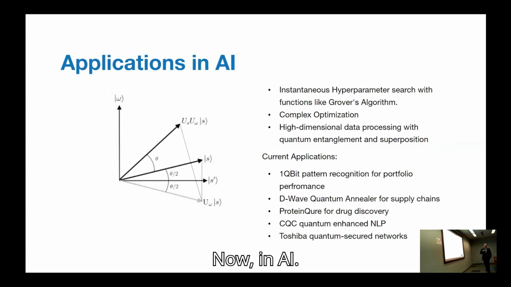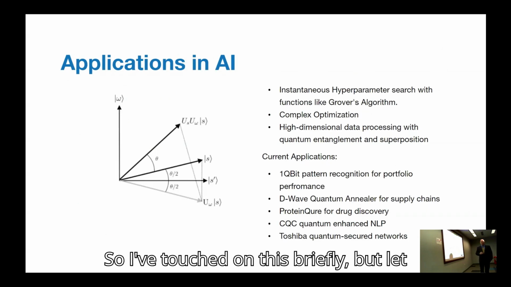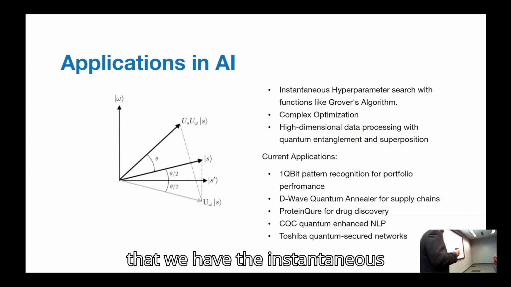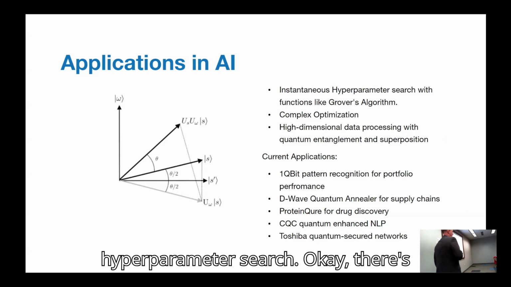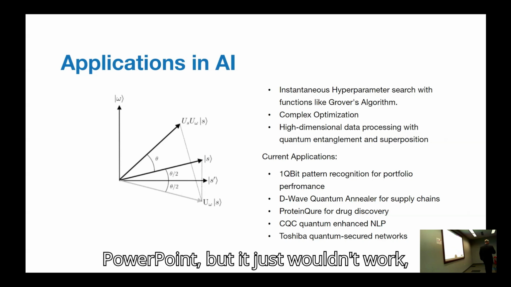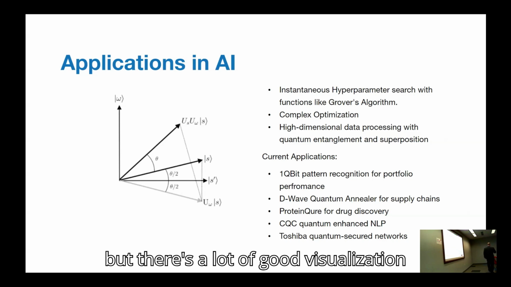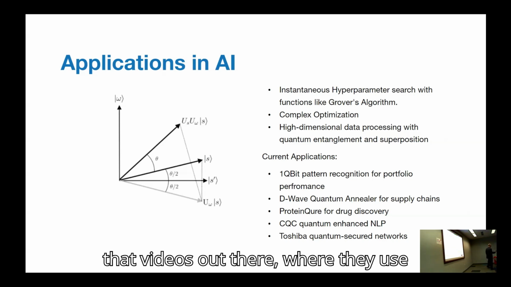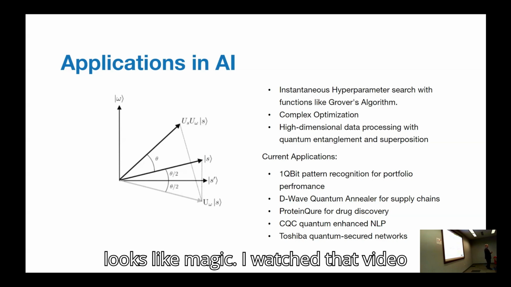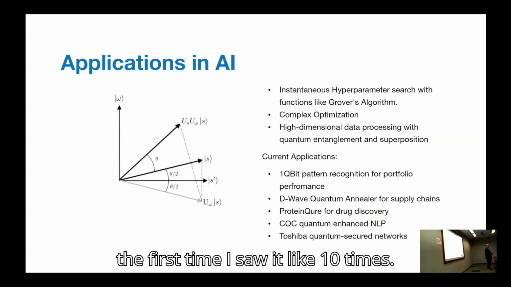Now, in AI. So I've touched on this briefly, but let me touch on it a little bit more. We have the instantaneous hyperparameter search. There's something called Grover's algorithm. I tried to get a GIF to load in this PowerPoint, but it just wouldn't work. But there's a lot of good visualizations and videos out there where they use rotations to correct for the error to find it. It looks like magic. I watched the video the first time I saw it like 10 times.